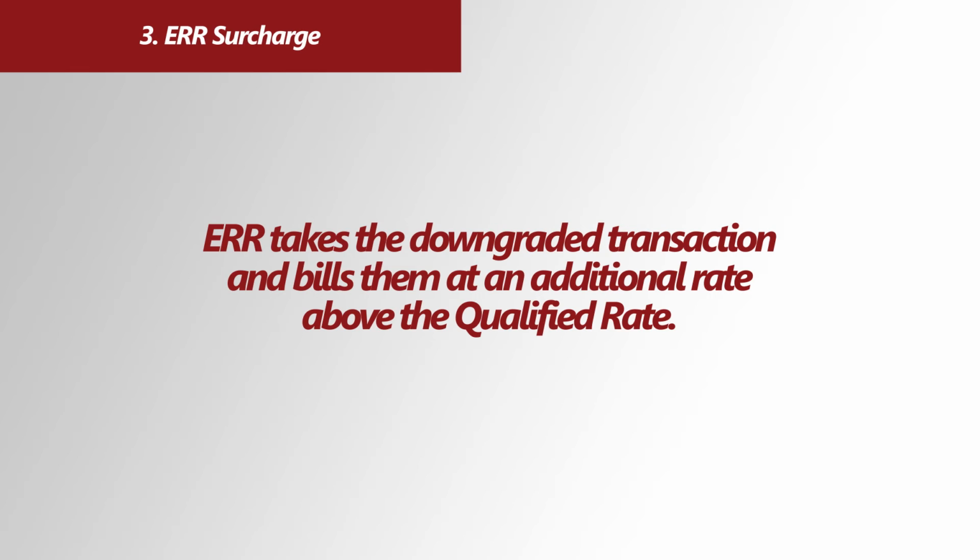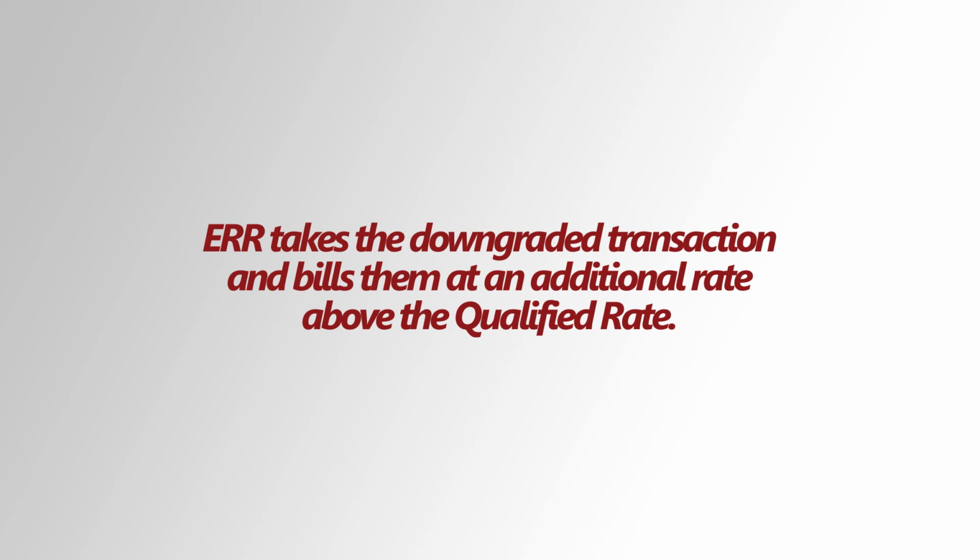To recap, ERR basically takes the downgraded transaction and bills them at an additional rate above the qualified transaction rate. To be considered a downgrade, this transaction was not processed with all of the required transaction elements and is therefore charged at a rate higher than the qualified discount rate. Processors can route the different interchange categories to different downgrade levels at their discretion, based on card or transaction type.